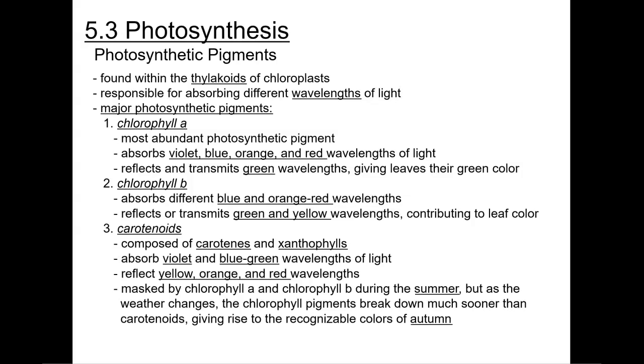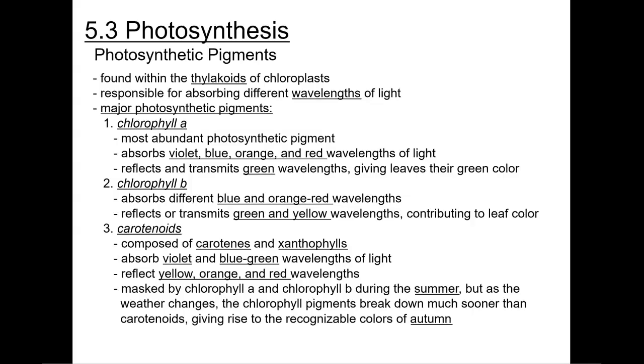Chlorophyll B is going to absorb different blues and orange-red wavelengths, and it reflects and transmits greens and yellow wavelengths, which contribute to leaf color. So with this one, it's going to be there all the time, but as the light and temperatures change in the fall, you have less light, the chlorophyll A starts to die out, and some of the last pigment that you see is going to be the chlorophyll B. And so that's when you start to notice your different yellows. As chlorophyll A starts to die out, you'll start to notice the different colors basically.